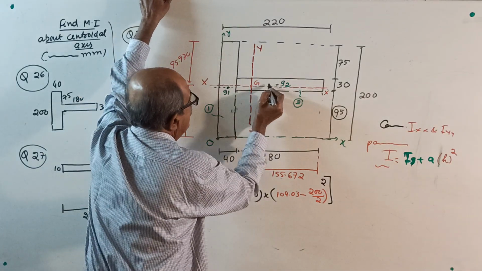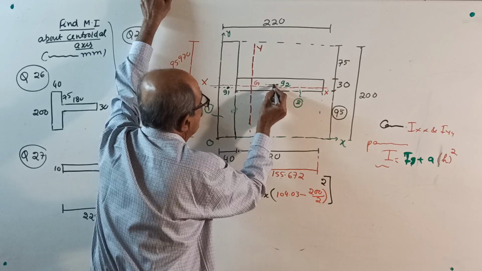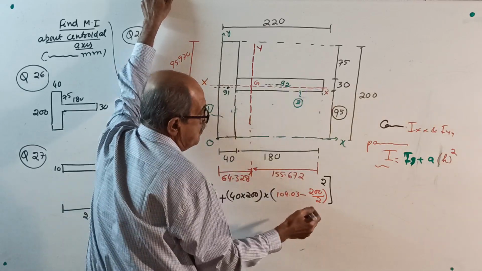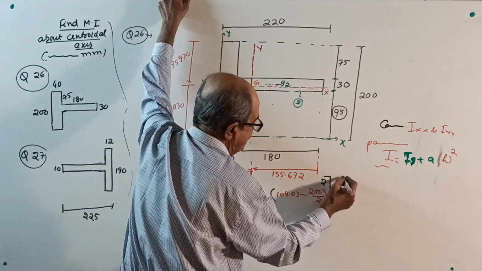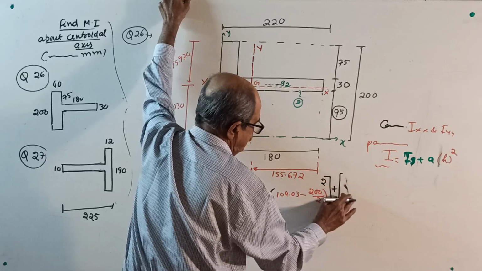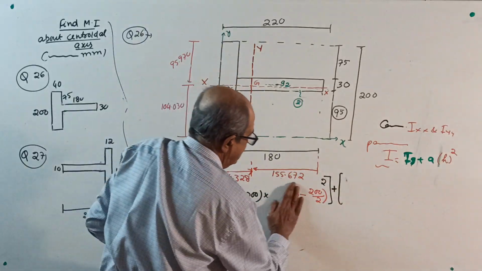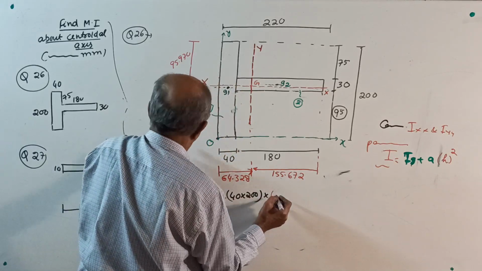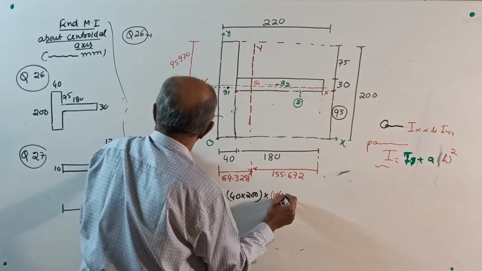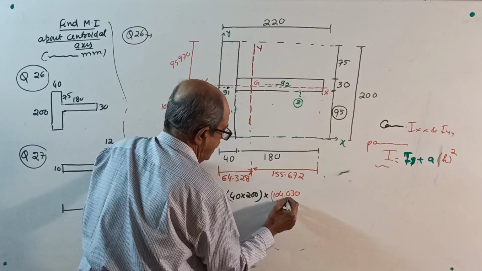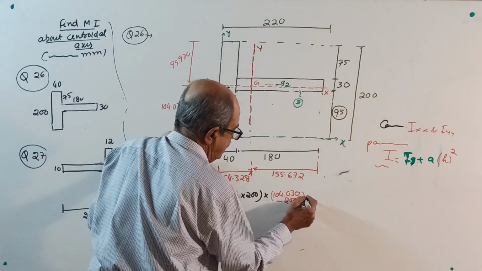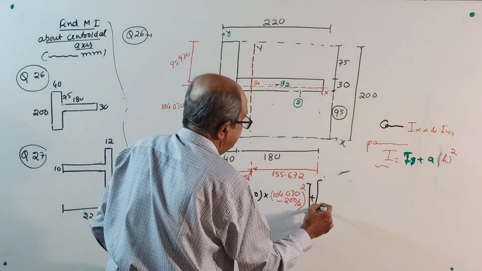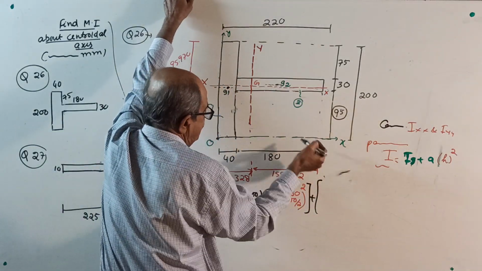Come to figure number 2. First about its own centroidal axis here: 180 into 30 cube by 12. Is there space? Yes, I think space is there. I will use a bracket. To save time, I'll push this side. Into bracket, how much? 104.030 minus 200 by 2 whole square. To save space, you write horizontally. Okay, over. Plus, for this one, I about its own axis.